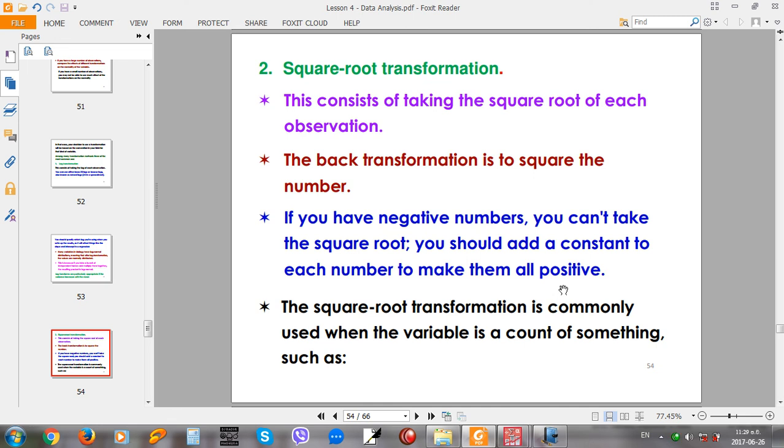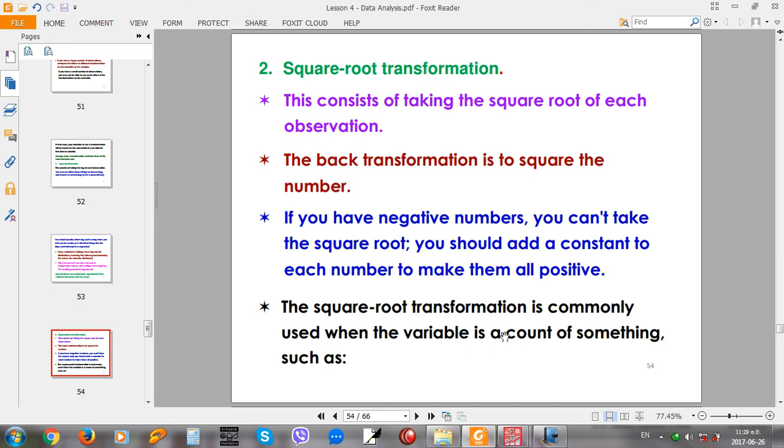Suppose you have the data set minus 20, 10 and 3. If you add 50, minus 20 plus 50 is 30. You have to do it for the other two also. It means 10 plus 50 is 60, and 3 plus 50 is 53. So if you are adding a constant, you have to add it to the whole data set.